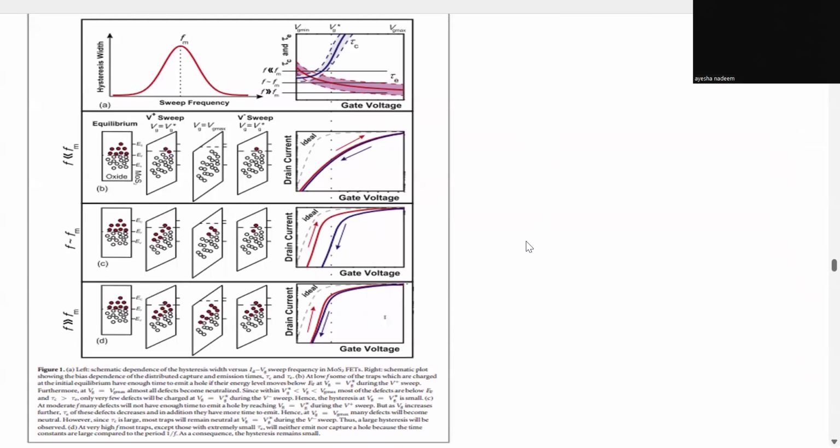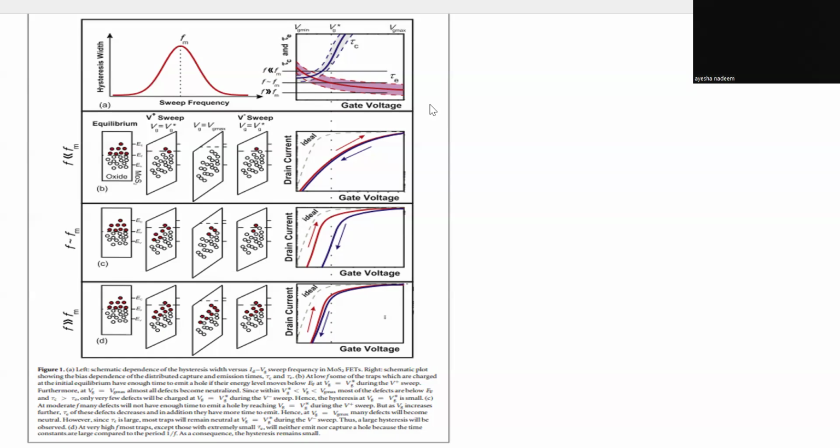This is a figure, and the left side, A, shows the schematic dependence of the hysteresis width versus the sweep frequency in molybdenum disulfide FETs. And on the right, this shows a schematic plot of the bias dependence of the distributed capture and emission times.